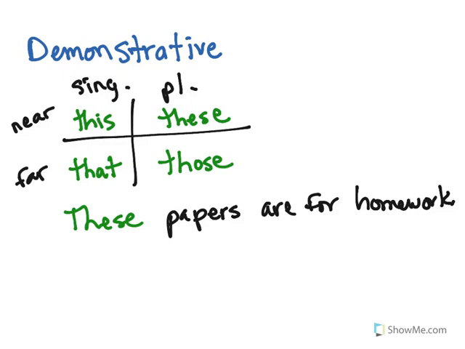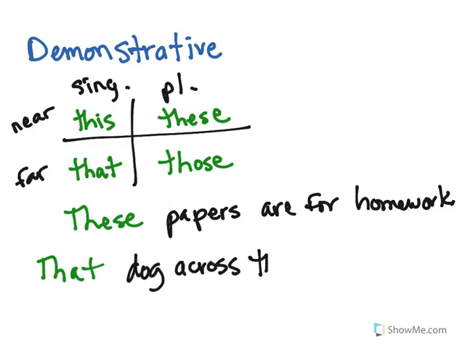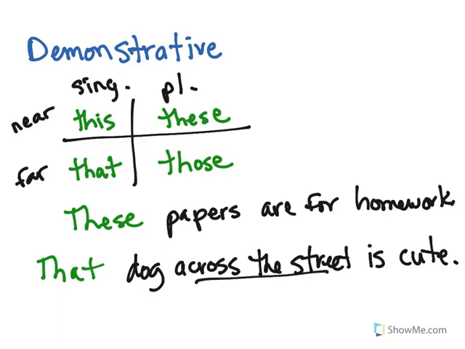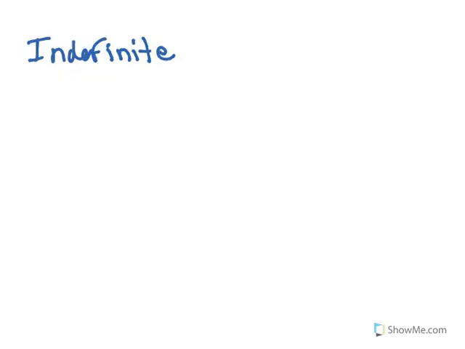Maybe I'm talking about something that's far away from me. So I might say that dog across the street is cute. Okay, so right across the street, it's kind of far from me. So I want to use the demonstrative pronoun that shows a location that's far. And because dog is singular, then I'm going to use the singular form of the demonstrative pronoun. So demonstrative pronouns show location relative to where you are, and they show singular or plural.